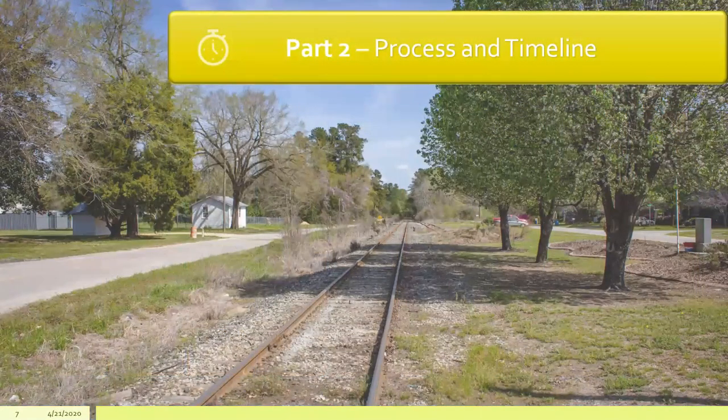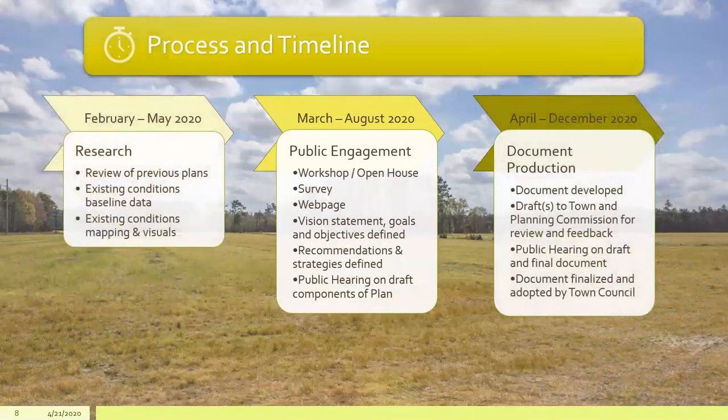Part 2 here is the process and timeline for this comprehensive planning project. From February to May of 2020 is sort of the research phase. This consists of a review of previous plans and studies, reviewing the existing conditions baseline data, and providing mapping and visuals of that data, what we are doing here today.